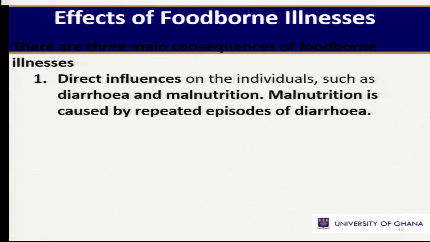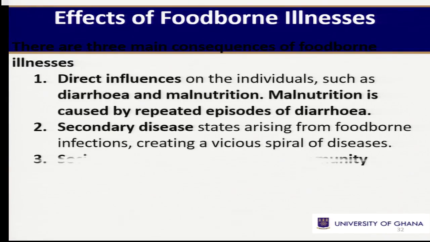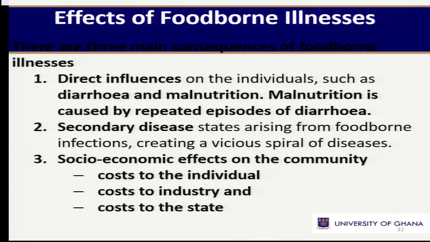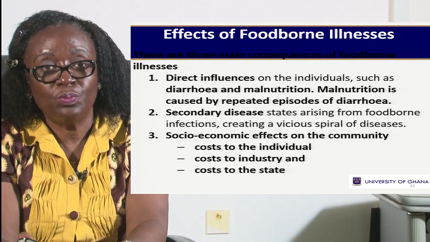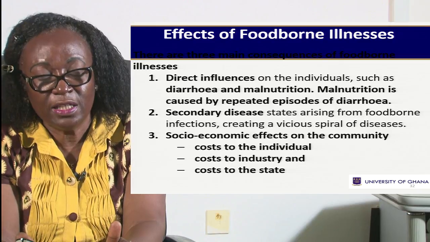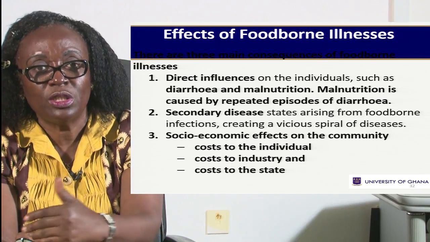What are some of the effects of foodborne illnesses? We may have diarrhea and malnutrition. And when we talk of malnutrition, it keeps repeating itself, because every time that person is having diarrhea, we will finally see that the person becomes undernourished due to infection. We may also have secondary diseases arising from that. And the long-term effect will be impacting the individual, the community, or the society.